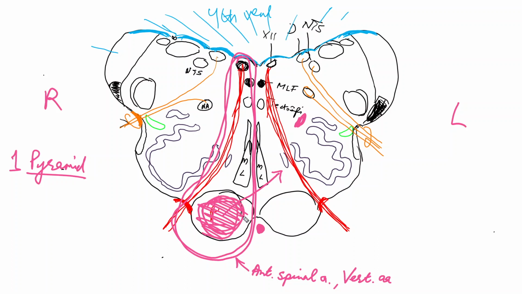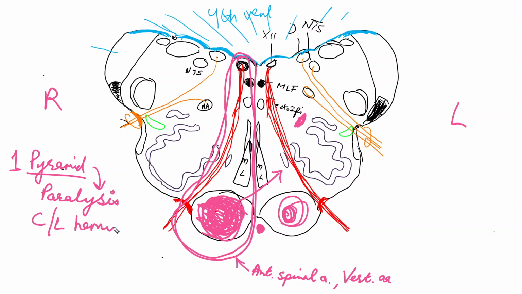So this pyramid is involved in supplying the other side of the body, and this pyramid is involved in supplying the other side of body. So that is why by involvement of pyramid there will be motor loss, or that is paralysis, but on the other half of the body, that is called as contralateral hemiplegia.